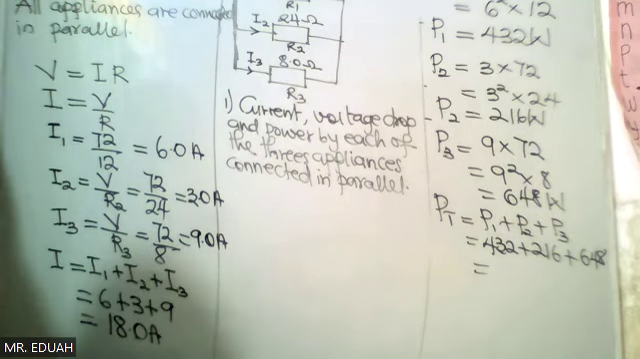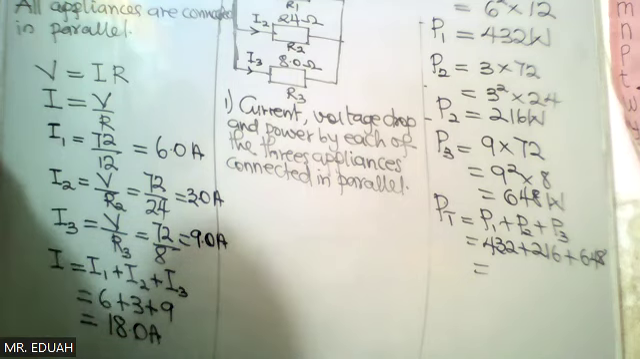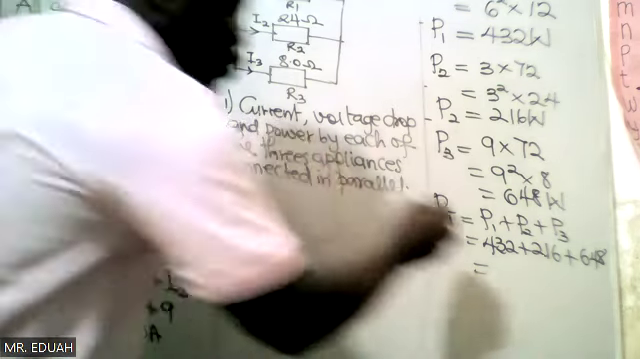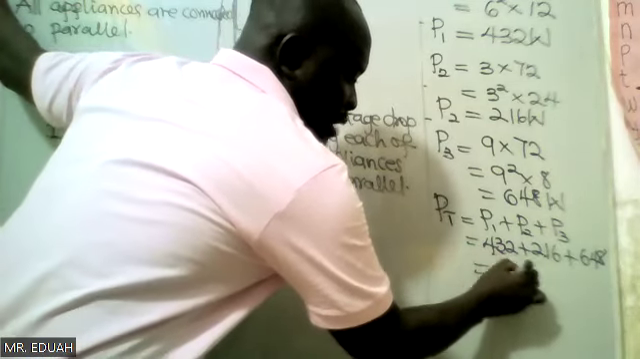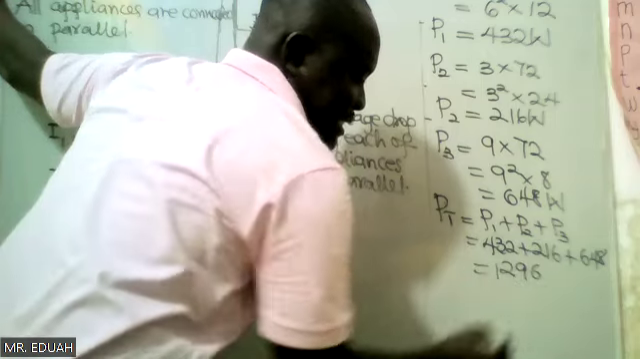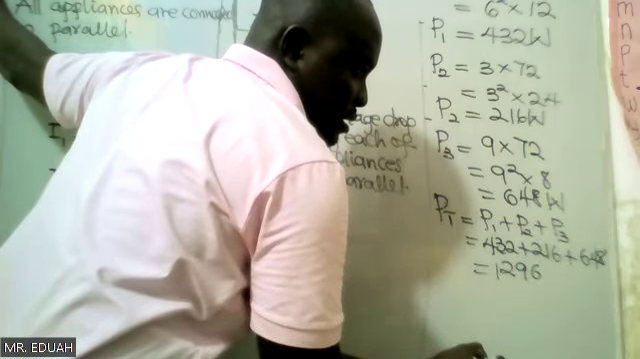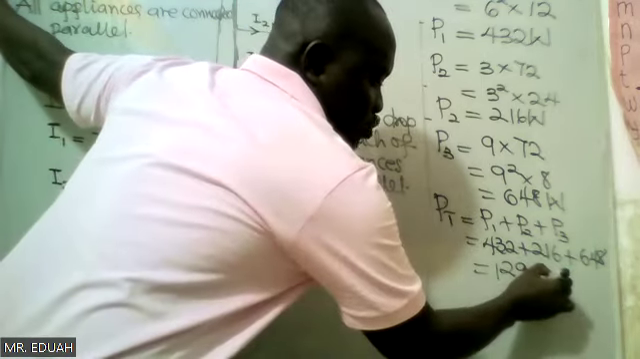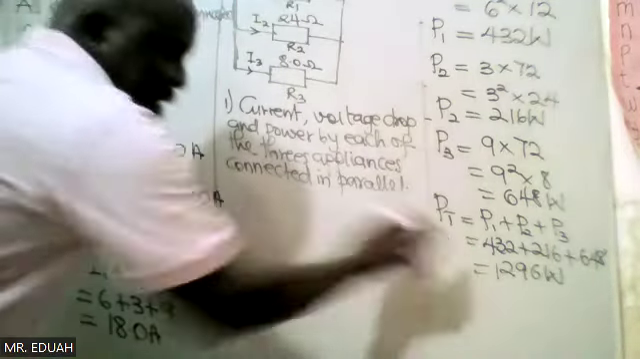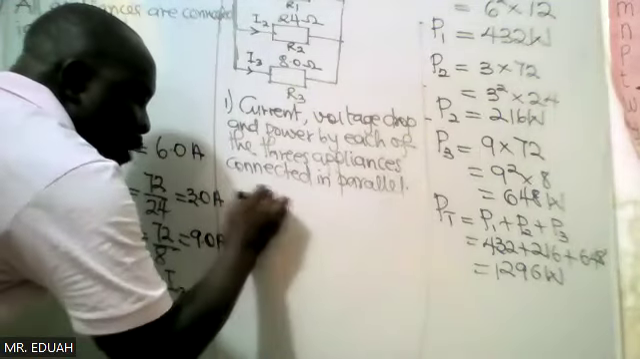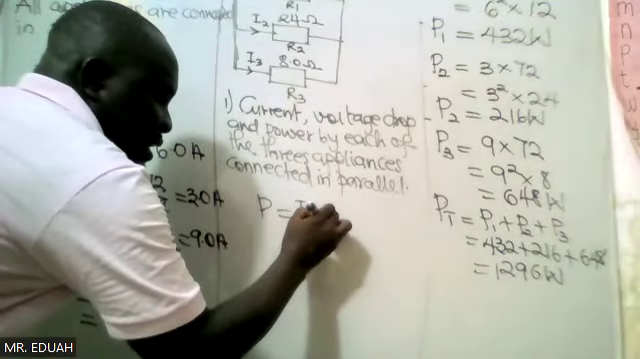What is the total power? 1,296. Give it to me in numbers. 1296 watts. Another way to also do this, you see, power is equal to IV.